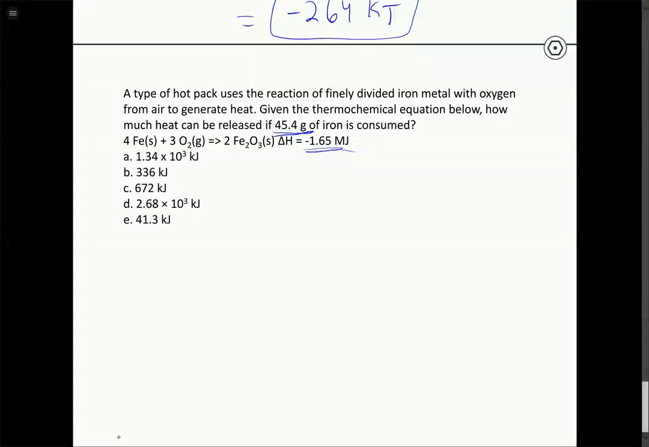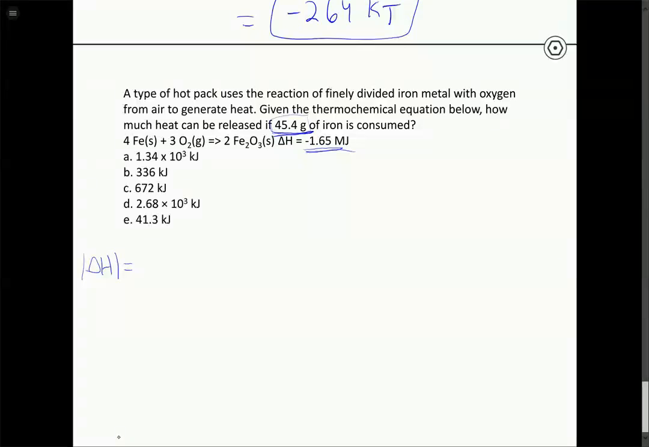Here we want to know how much heat is involved when 45.4 grams of iron is consumed. What is the delta H? And it's heat release, so all these are given to us as positive numbers, so we just have to calculate the magnitude and then pick the number that's correct. So we're looking for the absolute value of delta H, the heat released, and we can just basically treat this like a stoichiometry problem.